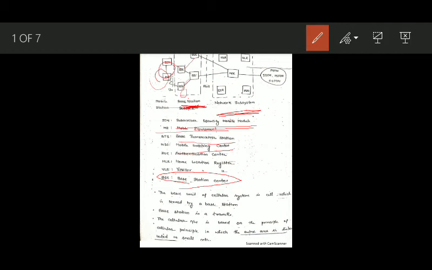so that the mobile switching center will handle the call: when you dial a call, how the call is connected to the next person and which protocols are followed. That is managed by this network subsystem. In the network subsystem you see other blocks, like the home location register, HLR, and VLR, the visitor location register.